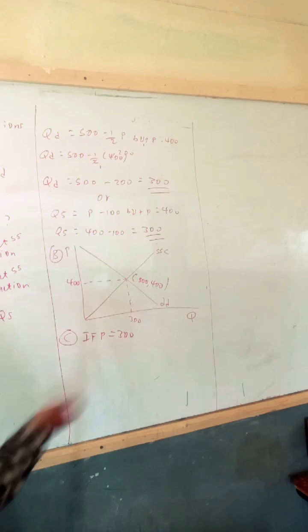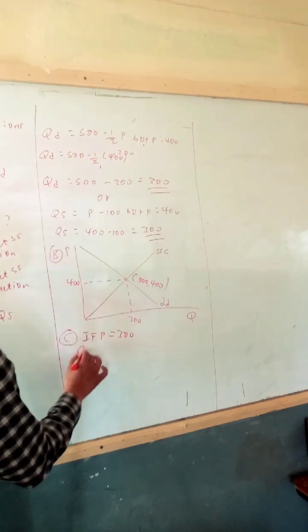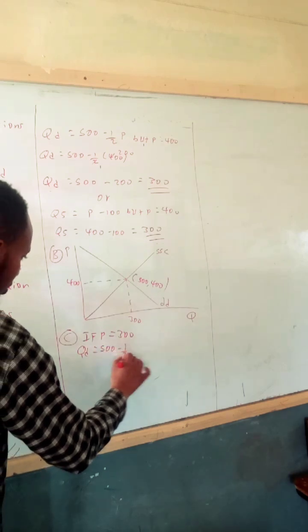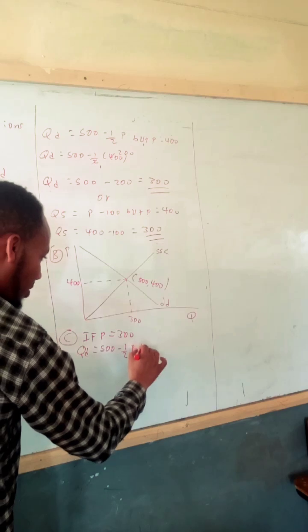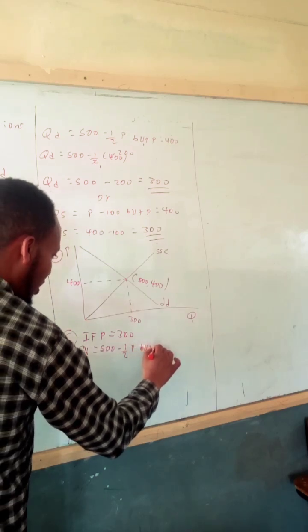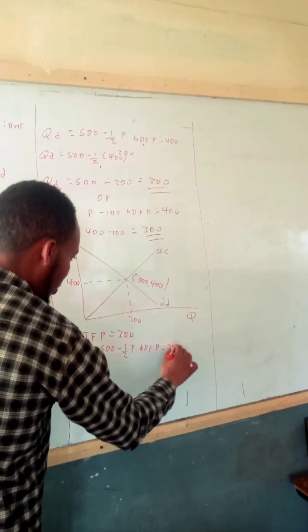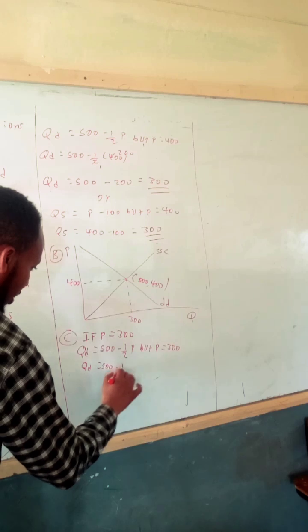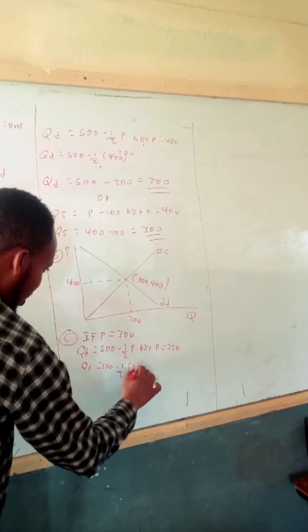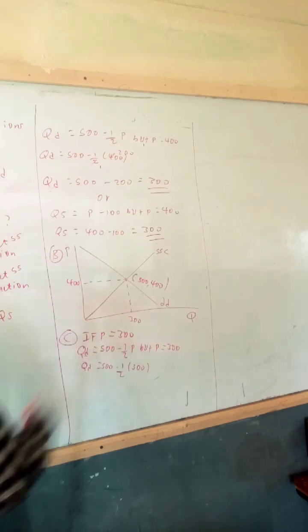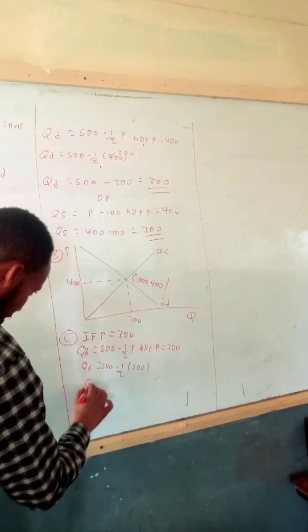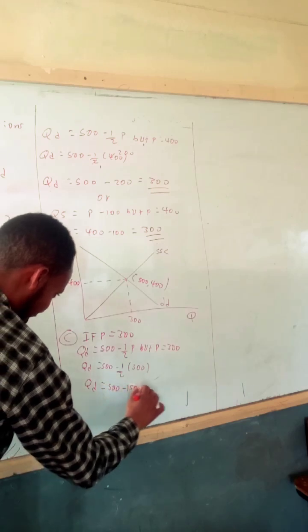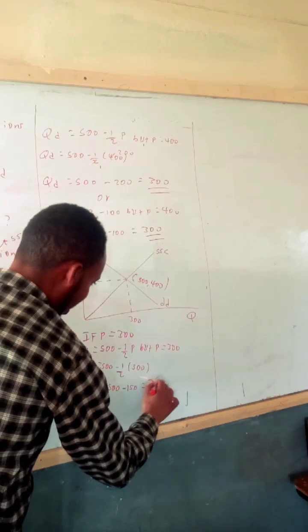To check this, we must substitute into the equilibrium level of quantity. QD is equal to 500 minus 1 over 2 P. We assume P is 700. Then quantity demand is equal to 500 minus 1 over 2 times 700. Then 700 divided by 2 is 350, so quantity demand is equal to 500 minus 350. This is equal to 150.